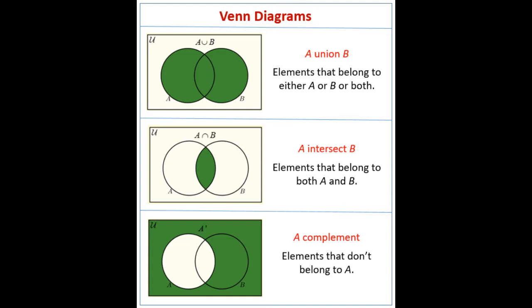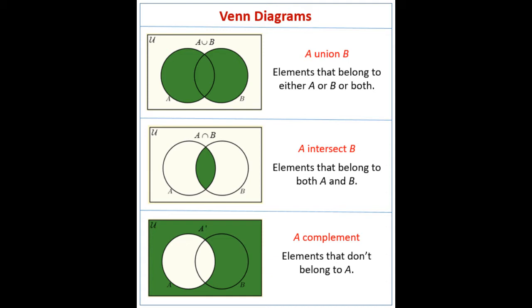In the next picture you can see the Venn diagrams of the operations union, intersection and complement. As you can see, the Venn diagram here consists of a rectangle which represents the universal set and circles which represent its subsets A and B. Before going to the Venn diagrams, let us recall the definitions of union, intersection and complement.